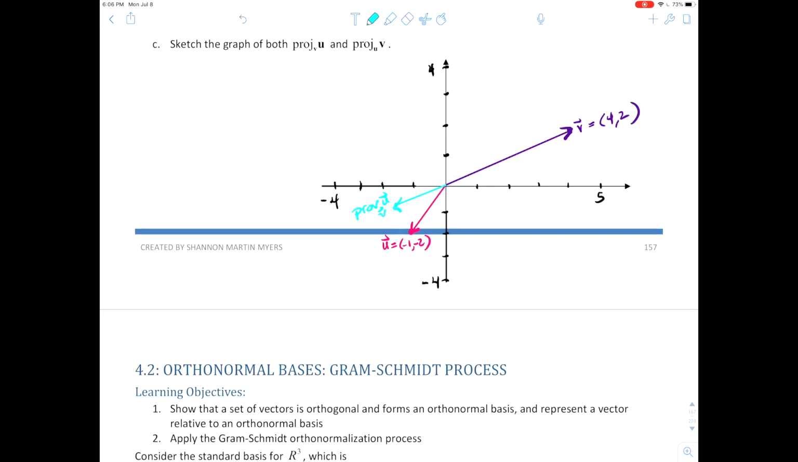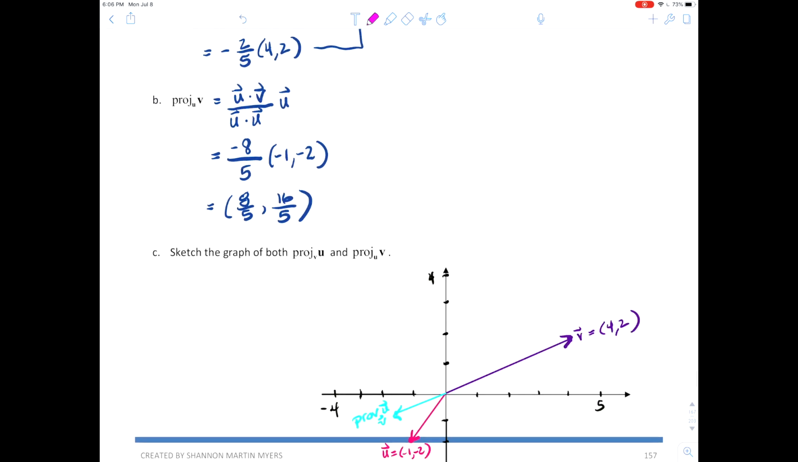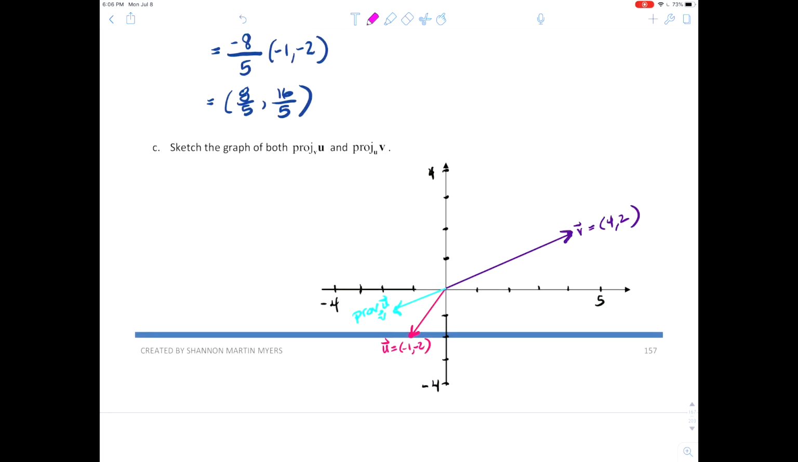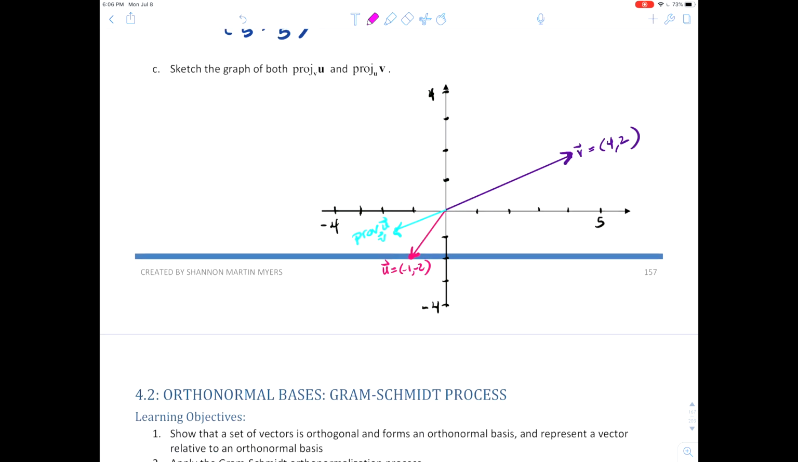So we would expect that to happen for the orthogonal projection of V onto U. So let's see what we get. For that one, we'll do this color here. So that would be this guy. So 8/5 is about what, 1.6? And then 3.2. So 1.6 and then 3.2, something like that. Okay, good enough.